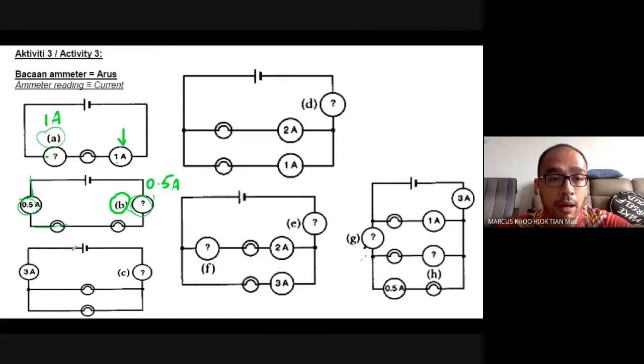Okay, now what about this? Over here is 3 amps. Lepas dia break up, and then it comes back here. What is the reading in this ammeter? It will still be 3 amps, because dia sudah pecah dan dia sudah join back together di sini. Okay, so it will be 3 amps.